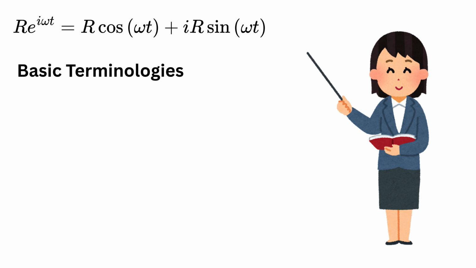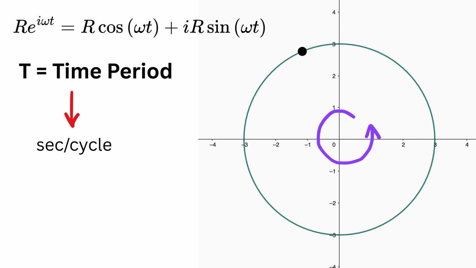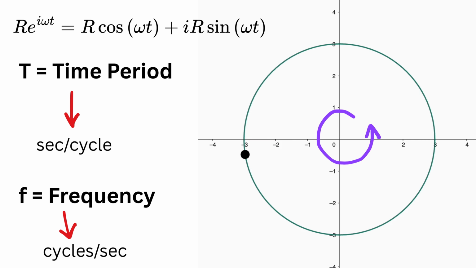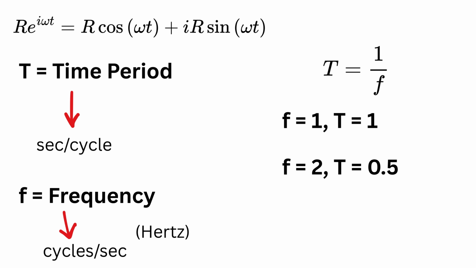Before we move further, let us learn a few simple terms which will be used further in the explanation. The time period T is the time taken to rotate one complete cycle or one full turn. So, T is how many seconds per cycle. Then the frequency f is how many such cycles happen every second, which we also call hertz. These two are reciprocals of each other, so the time period T is 1 divided by the frequency f. For example, if f is 1 cycle per second, then T is 1 second, and if f is 2 cycles per second, then the time period T is half a second.